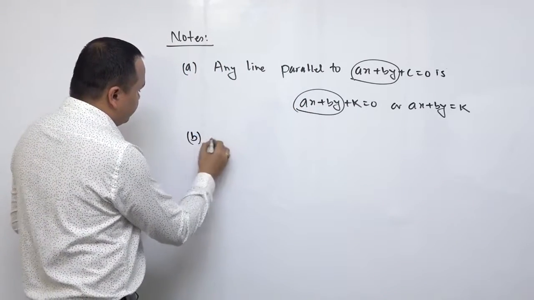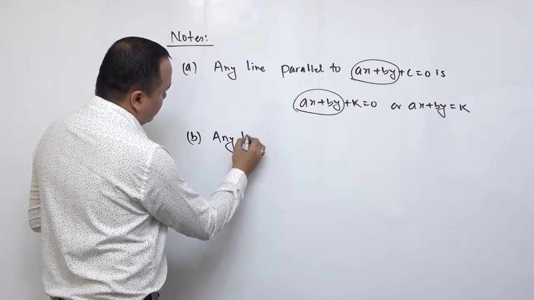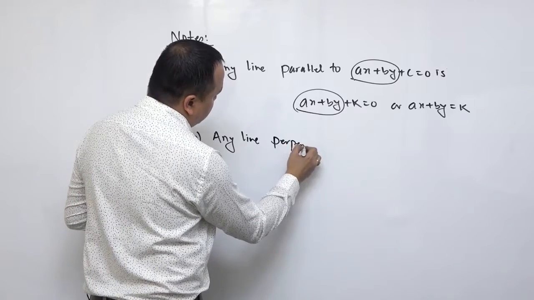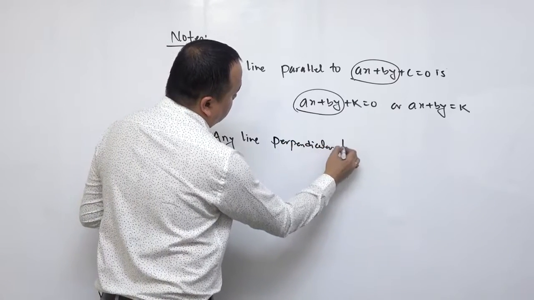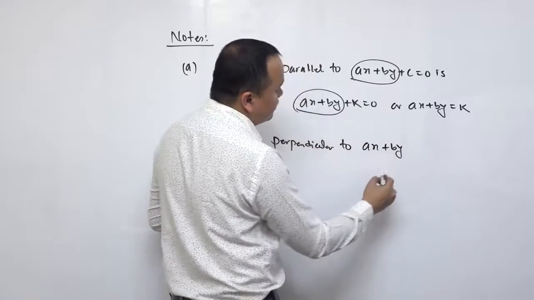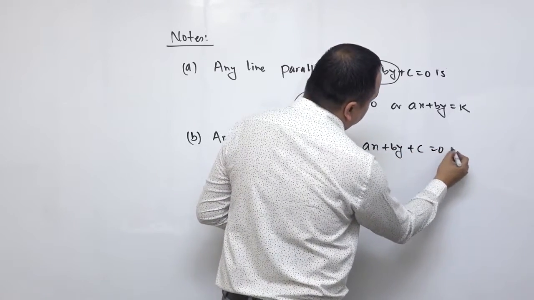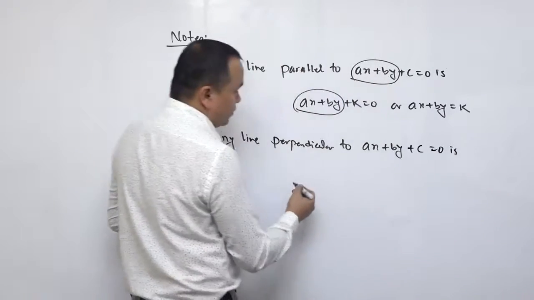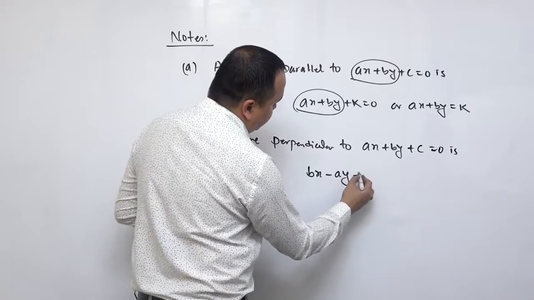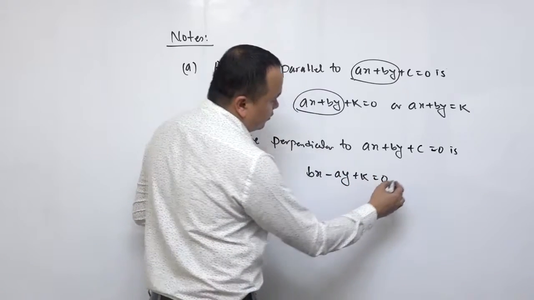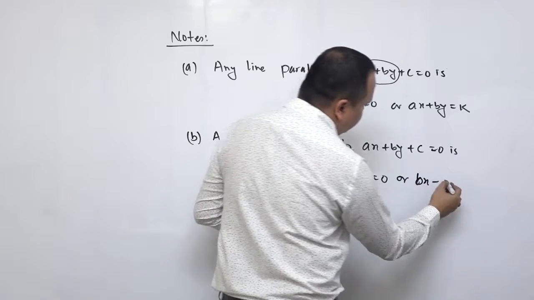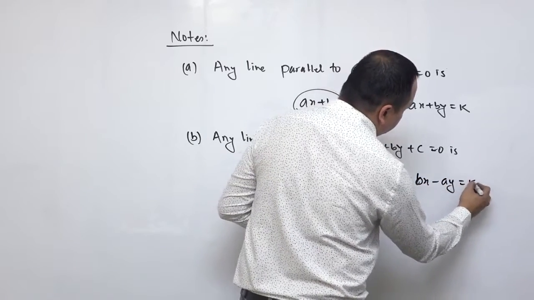Any line perpendicular to ax plus by plus c is equal to 0 is bx minus ay plus k is equal to 0, or bx minus ay is equal to k.